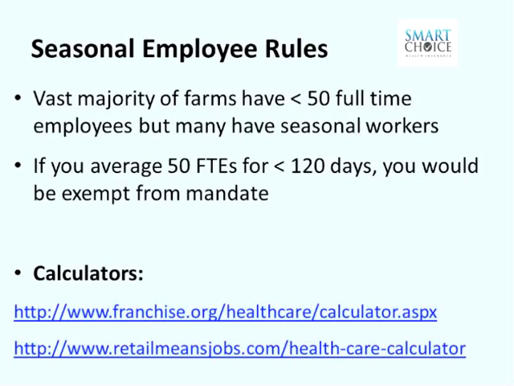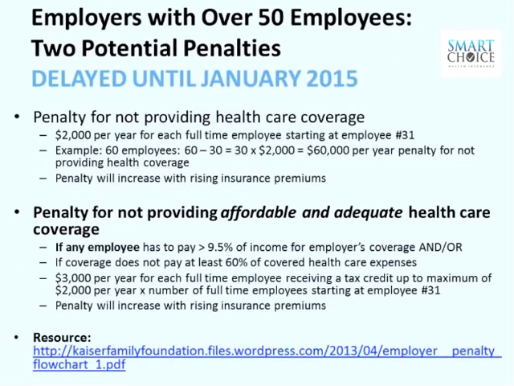There is a rule that may affect some farms. There's a seasonal employee rule. So if you have employees that are seasonal workers, which means you have lots of employees for certain times of the year, then that doesn't necessarily drive your numbers up, because if you average 50 full-time or full-time equivalent employees for less than 120 days, you would be exempt from that rule. So that's one thing that may bring numbers down for farm operations that are really ramping up numbers at certain times of the year.